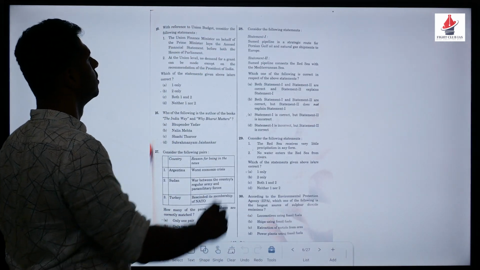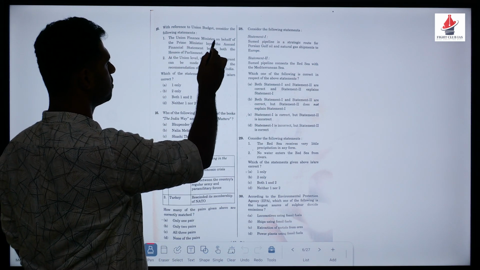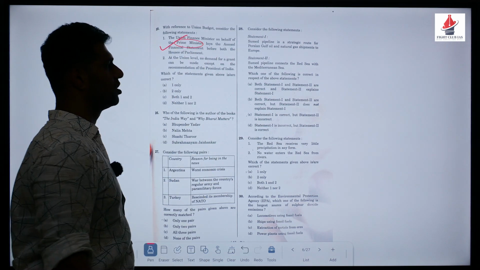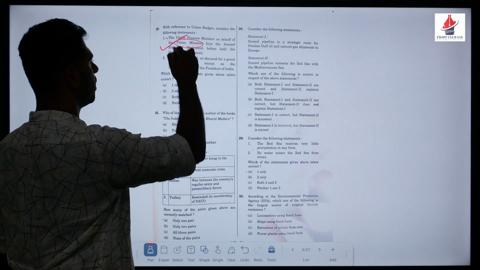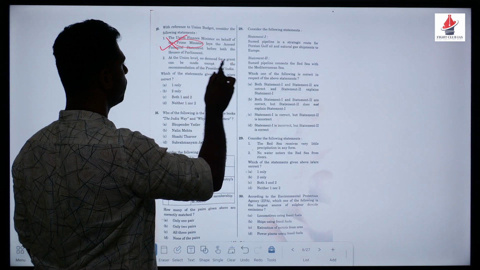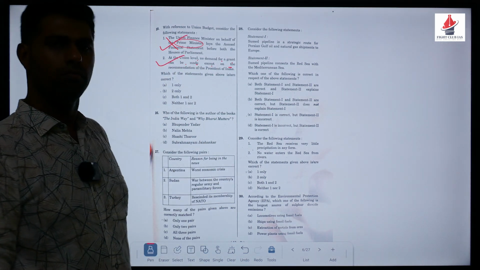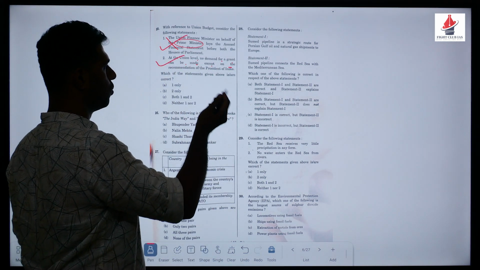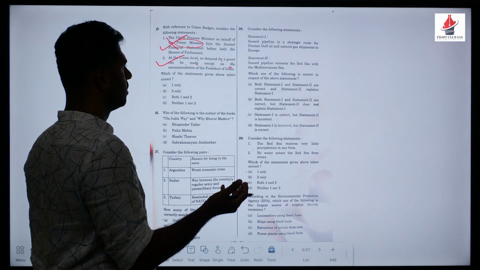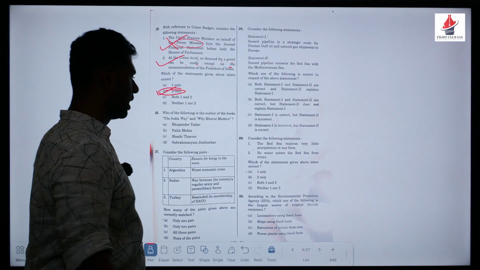Moving on. With regard to the union budget, consider the following statements. The Union Finance Minister, on behalf of the President, not Prime Minister, lays the annual financial statement before the Houses of Parliament. This is wrong. Clear? At the union level, no demand for a grant can be made except on the recommendation of the President of India. True. This is correct, because any demand for grant has to come through a finance bill. It comes as a money bill, and only the President of India can give the recommendation. So 2 only is correct.